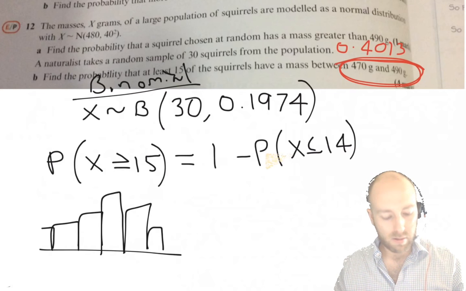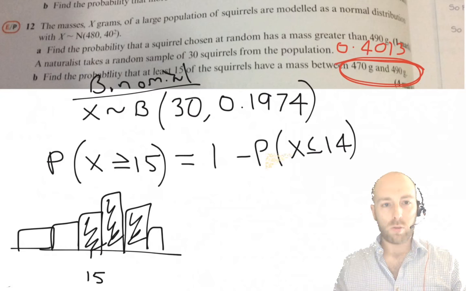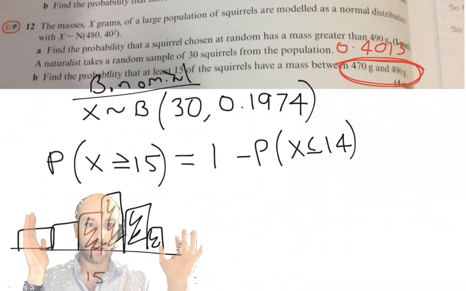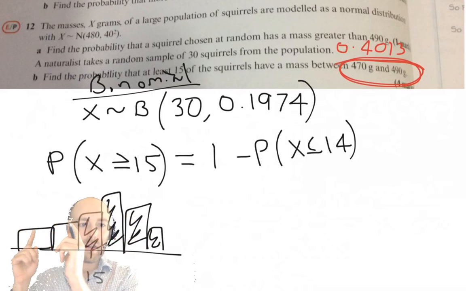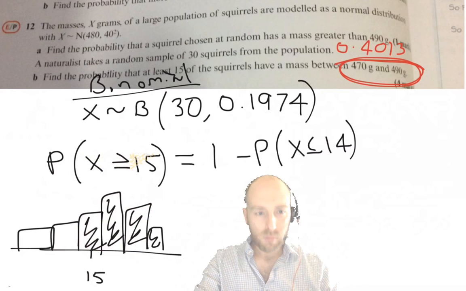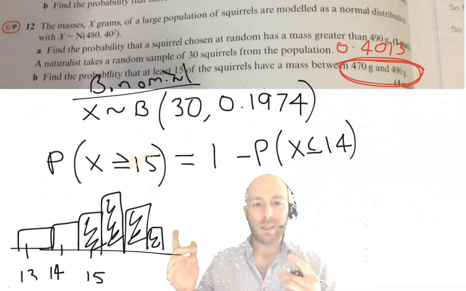is discrete. So if that's 15, we want all this stuff. We need to do 1, which is the whole area, take away these bits, which is 14 and down. So 14, 13, etc. So that's what I need to take away.